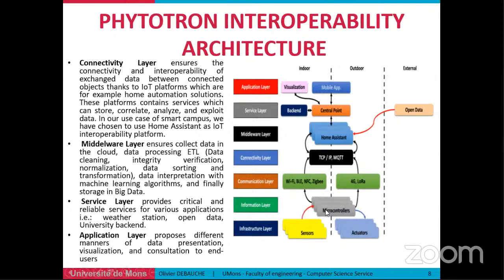The service layer provides critical and reliable services for various open data packages, and the application layer proposes different manners of data presentation, visualization, and consultation to end users. The application layer is used just to visualize the data that we have taken from the actuators and the sensors. And we can also develop our own mobile application to visualize data.